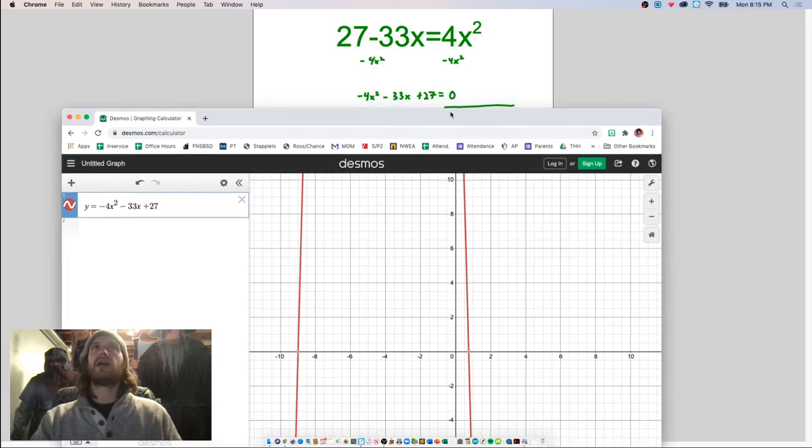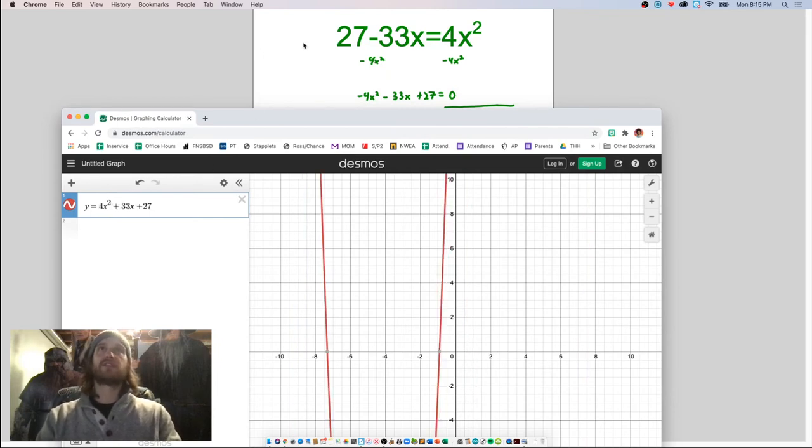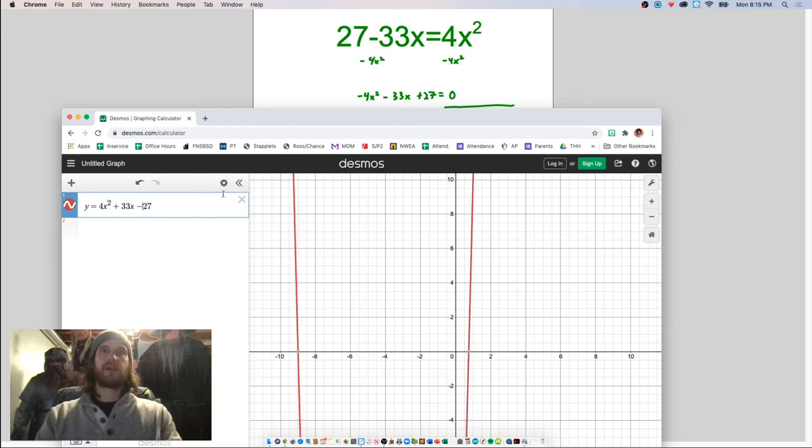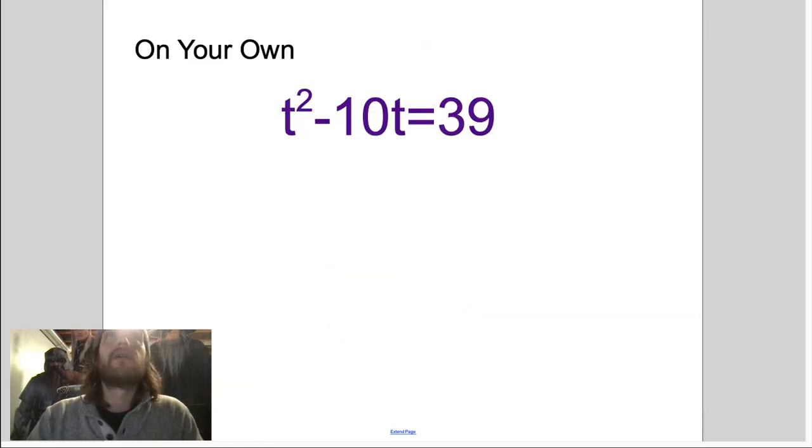And you know, if I had moved these other things over there, let's just do that, just for funsies. I'm going to change the signs of all these. This is under the circumstance I added 33 and subtracted 27. Guess what? They still cross at the same spot. Doesn't matter. This one's opening up, the other one's opening down. They're basically the same. All right, Bob's your uncle. Let's move on to the next thing.